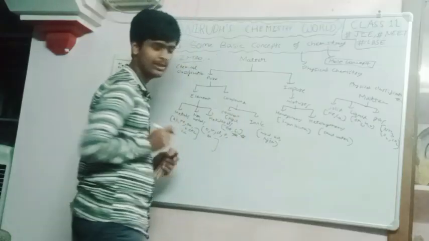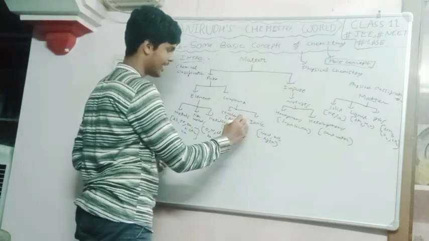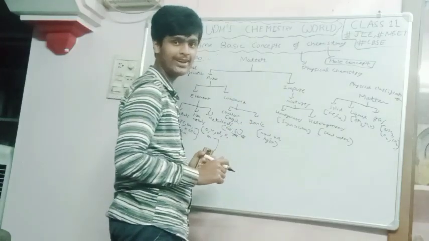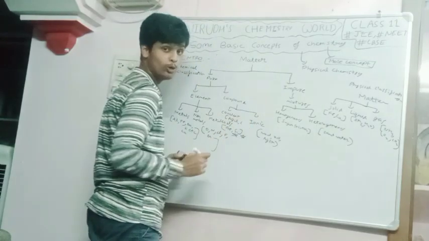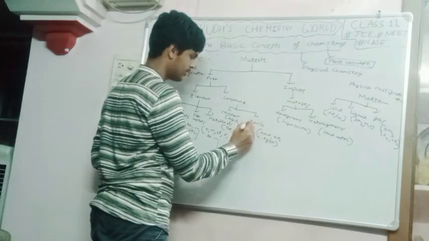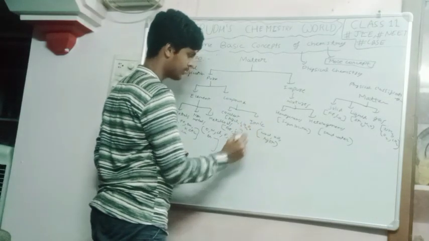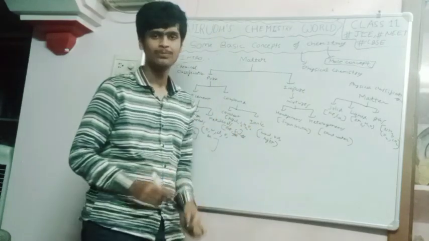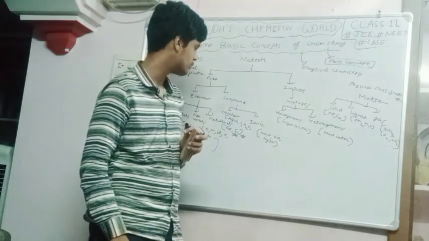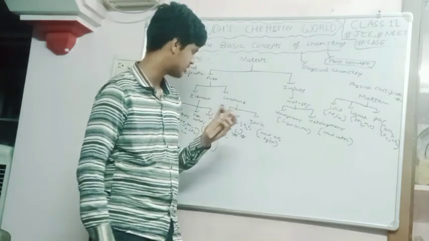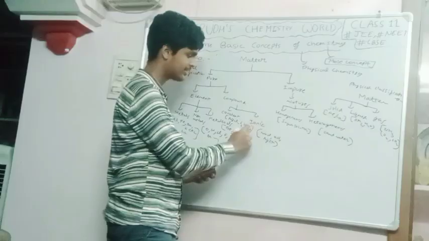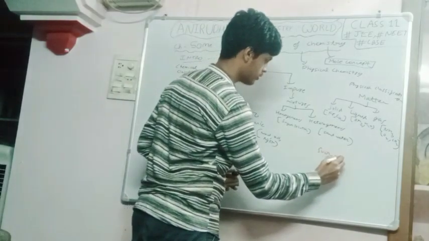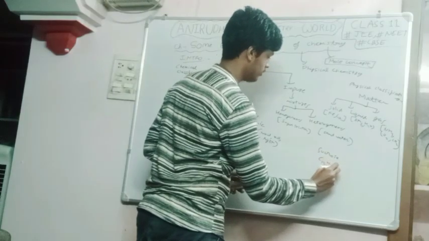Then in covalent compounds we'll take another example, an organic compound, the most wanted one, glucose, that is C6H12O6. One thing, did you understand? In covalent compounds you have the organic compound glucose, C6H12O6, and you can also take another example, sucrose. The formula of sucrose is C12H22O11.